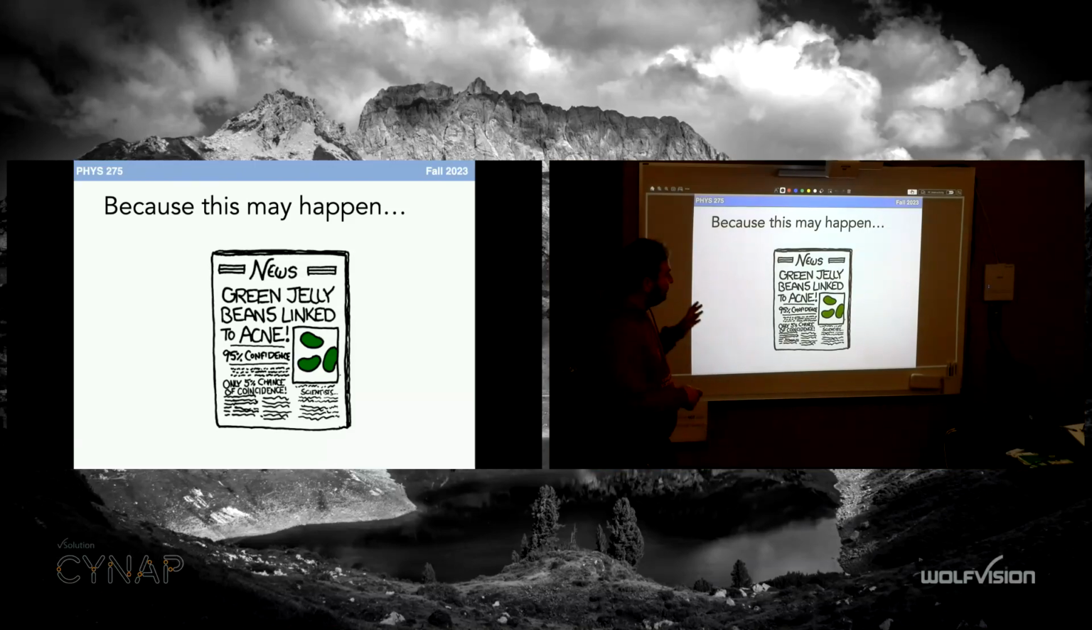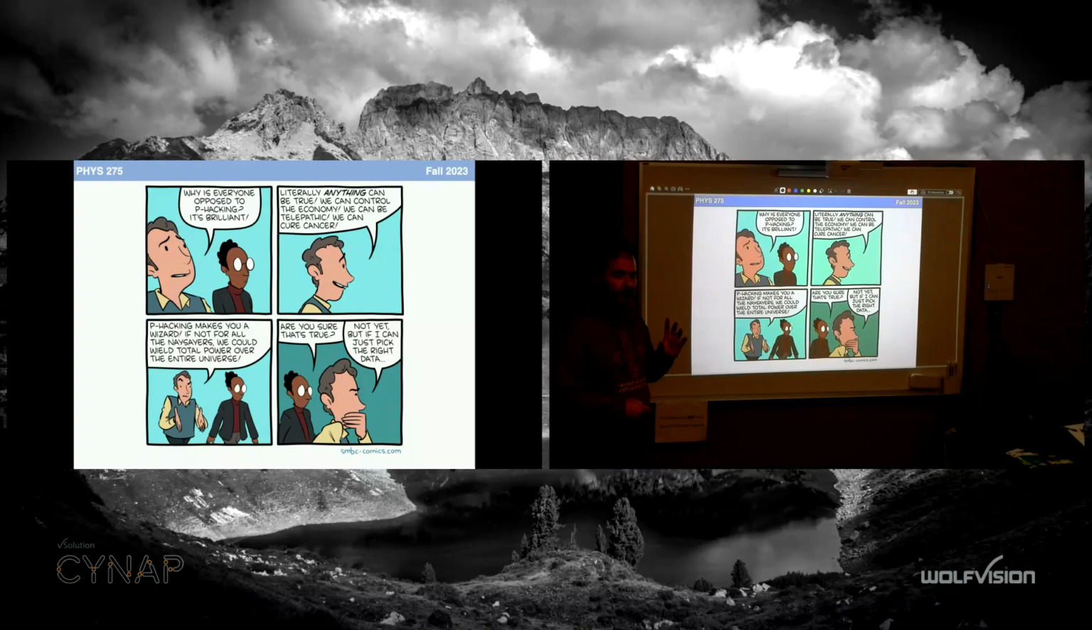Anyway, especially if you don't have uncorrelated samples, then you are doing something called p-hacking.